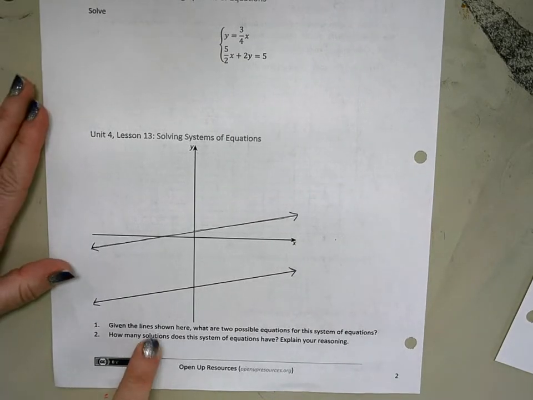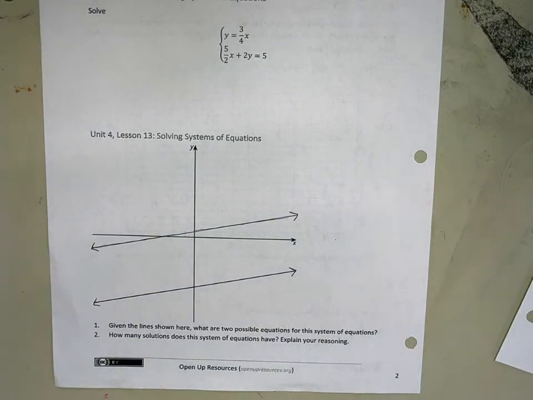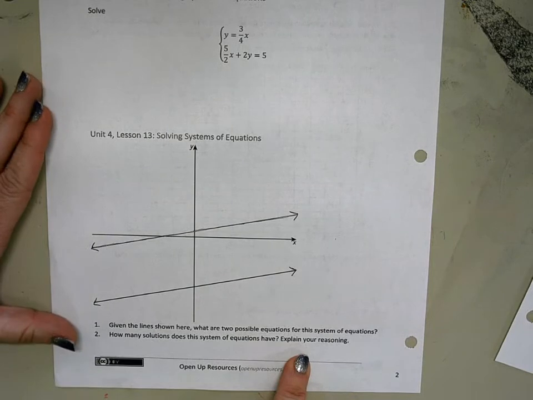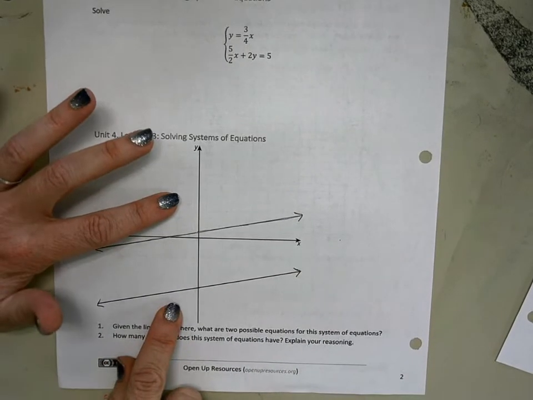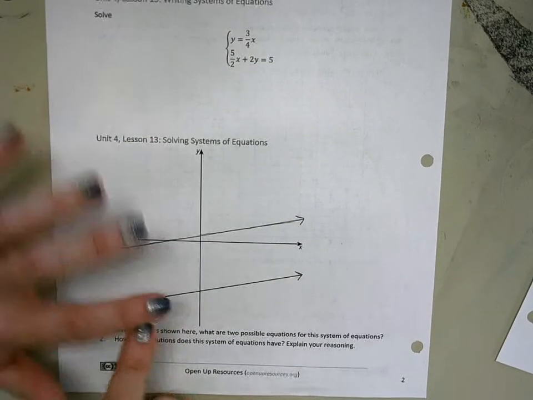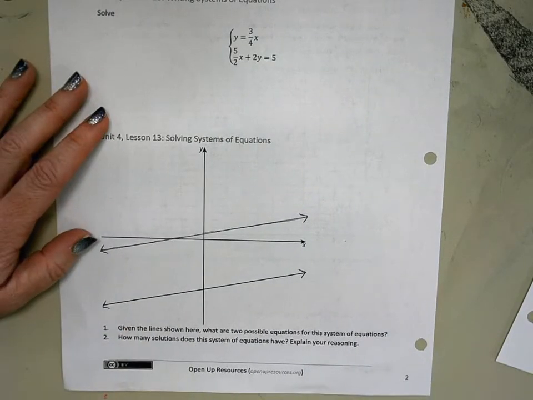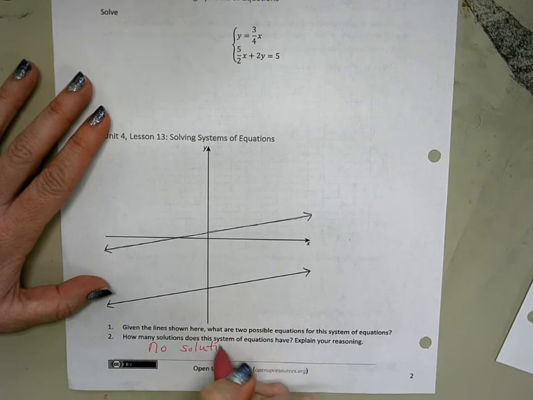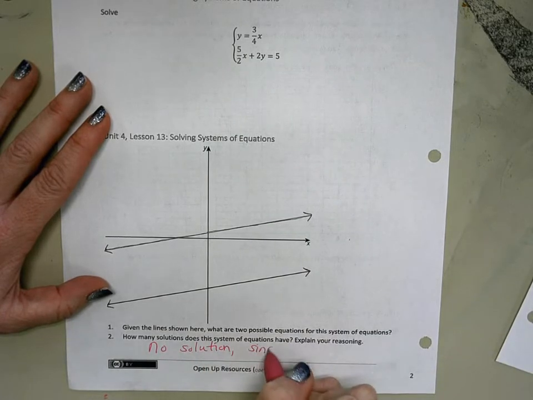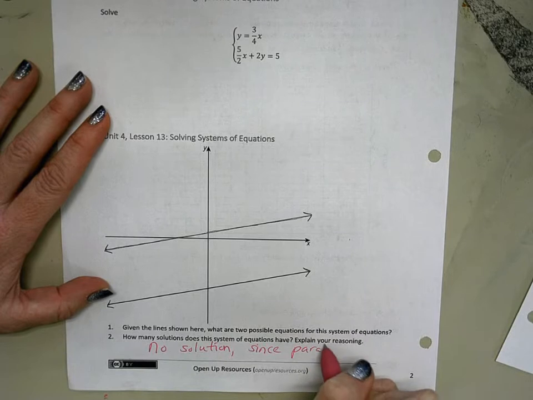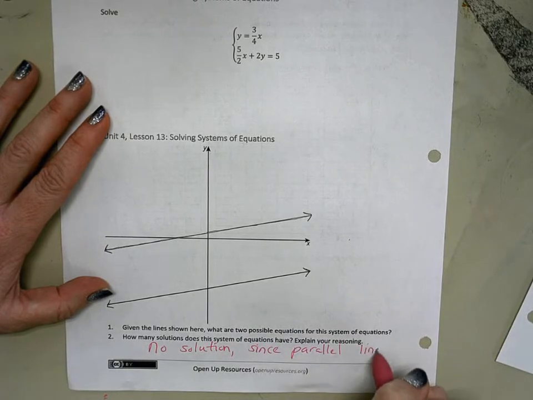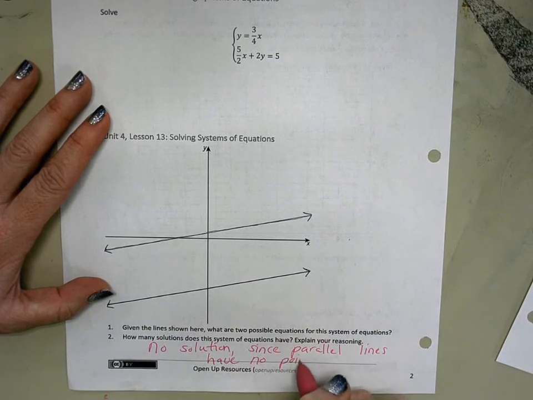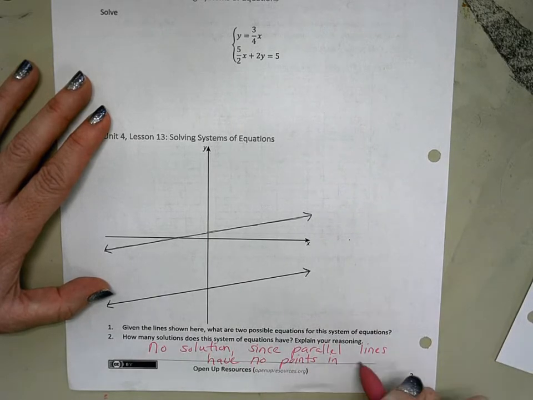Given the lines shown here, what are two possible equations for this system of equations, and then how many solutions does this system have, and explain your reasoning? Well, they are parallel. If they are parallel, they don't have a point of intersection, which means they don't have a point in common. So right away we can see that there is going to be no solution, since parallel lines have no points in common. That might be the easiest place for you to start.